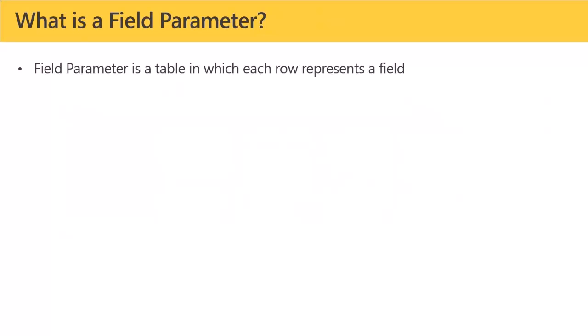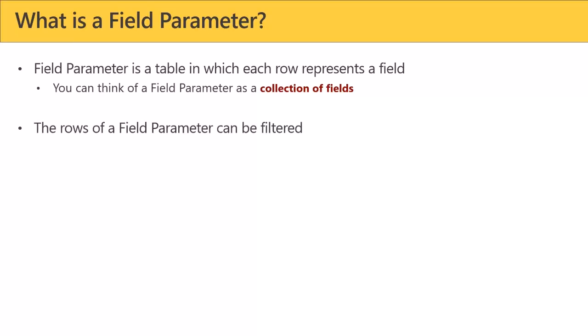Next, we're going to use a field parameter, which begs the question, what is a field parameter? You're going to add a field parameter. It's going to look like a table, and each row in that table represents a field. So first of all, think of a field parameter as just a collection of fields. Now, the rows of a field parameter can be filtered. So now you can think of a field parameter as a filterable collection of fields.